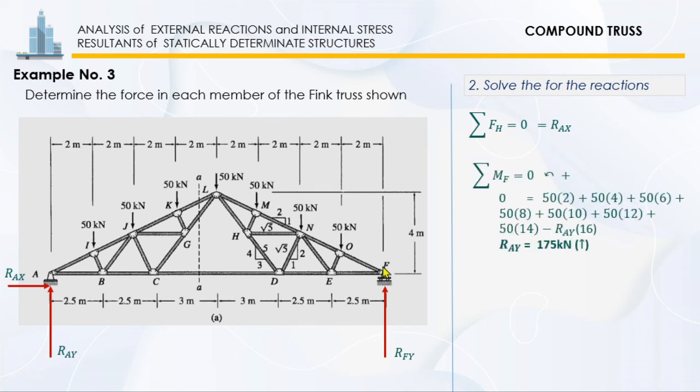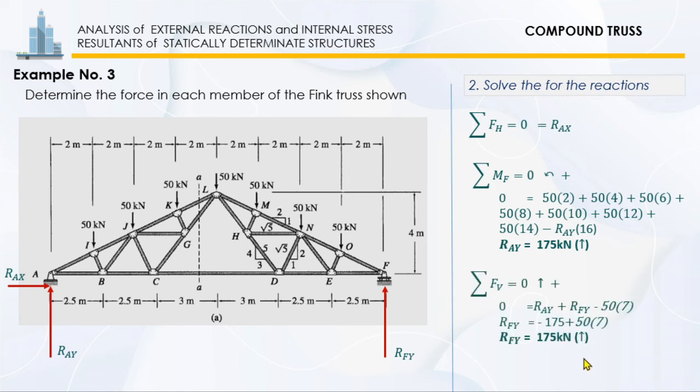Now, taking summation of moment at point F, joint F is equal to 0, counterclockwise as positive. So, we have 50 multiplied by its moment arm na 2, 50 multiplied by its moment arm na 4, plus 50 multiplied by its moment arm na 6, plus 50 multiplied by its moment arm na 8, plus 50 multiplied by its moment arm na 10, 50 multiplied by its moment arm na 12, 50 multiplied by its moment arm na 14 minus RAY multiplied by its moment arm, which is 16. So we could solve RAY, that is 175 kilonewton.